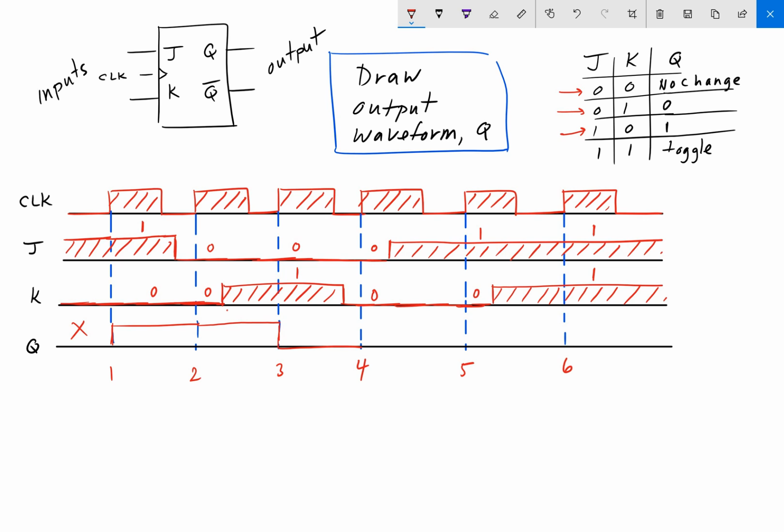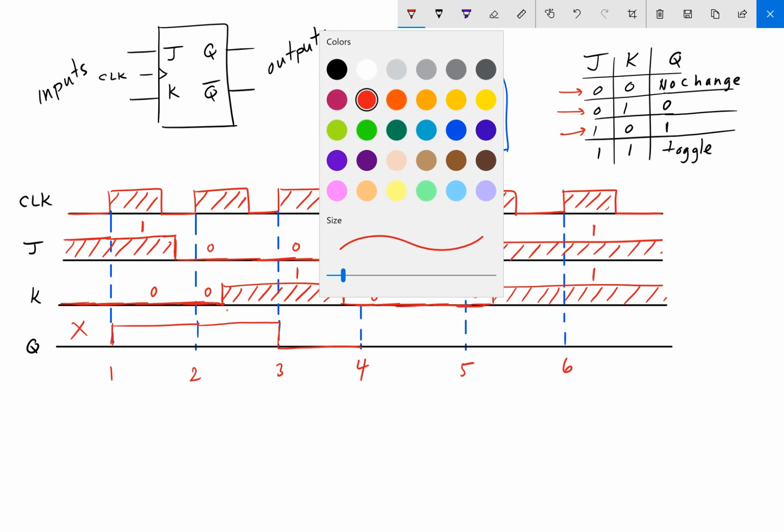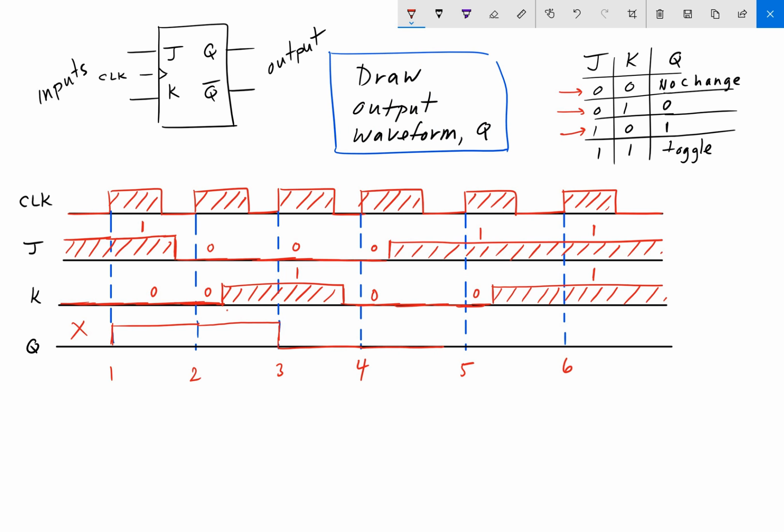Next we have J is equal to 0, K is equal to 0. So again, that is a no change. This time it stays low. Stays low. Next we have J is equal to 1, K is equal to 0. So J is equal to 1, K is equal to 0 is 1. So we go right back up to 1. And that stays 1 till the next rising edge.